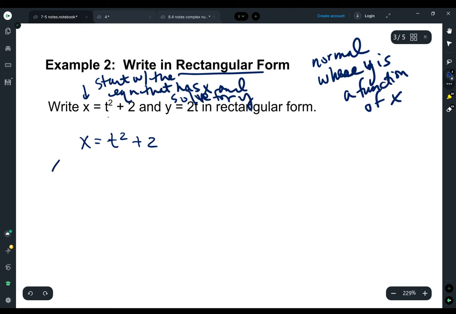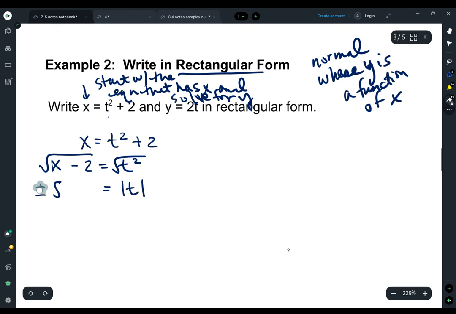So I'm going to subtract 2. I am going to take a square root. So I have absolute value of t because I had a square and a root, which means I have a plus or minus square root of x minus 2. Oops, in my next step though, not in this step. I'm getting too fast. Plus or minus square root of x minus 2 is going to equal t.